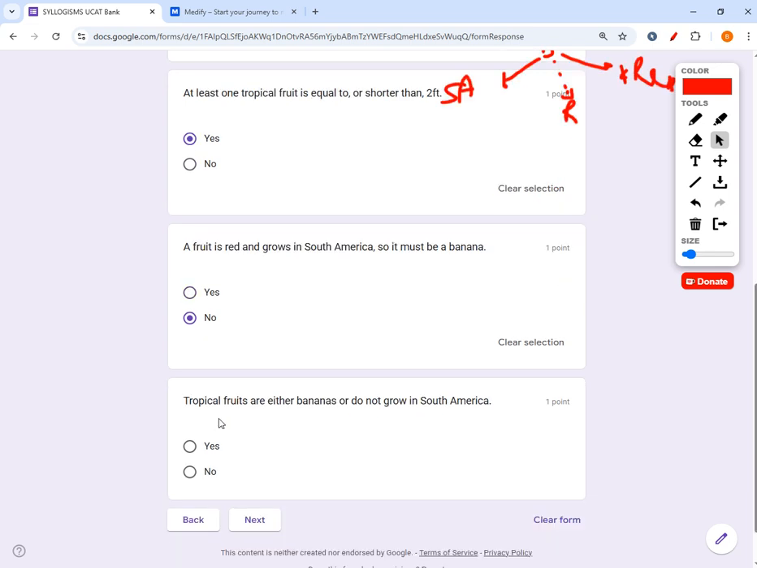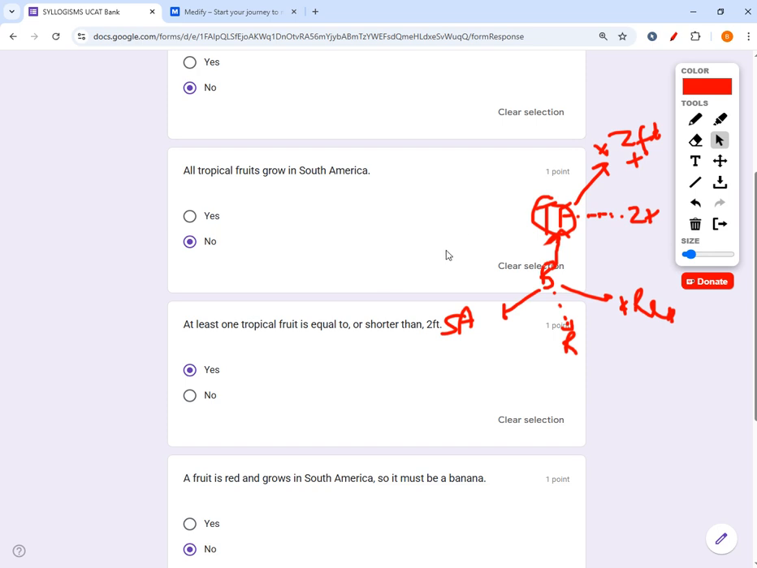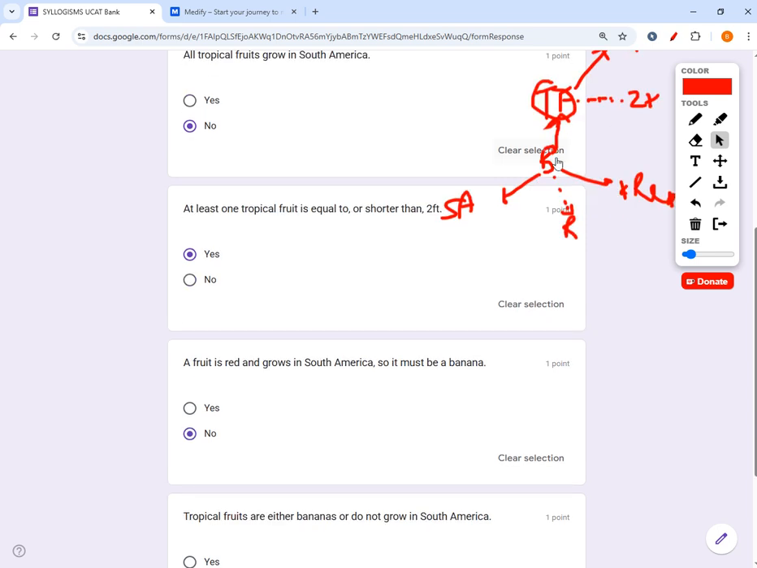Tropical fruits are either bananas or do not grow in South America. Oh no, there can be other possibilities. Banana is just one example of a tropical fruit. There could be many other examples of tropical fruit. So, tropical fruits are either bananas or do not grow in South America.